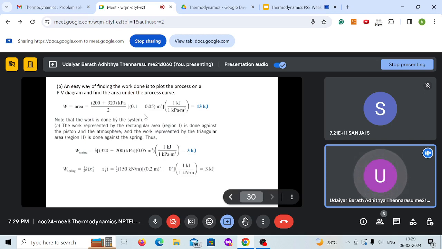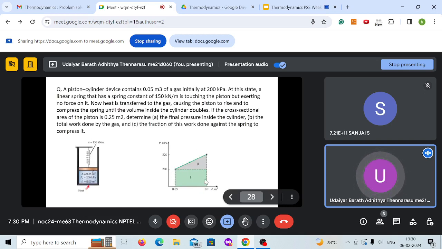The other way of calculating is: your piston is moving by volume delta V, so delta V is 0.05 into the work done. You can use the relation half kx square to find out the work done by the spring. And the other is the piston moving by force P, 200 kilopascal, so 200 into delta V. You can use that to find out the work done by the piston. So the net work will come out again to 13 kilojoules. So region 1 is the work done on the piston, and region 2 is the work done on the spring.